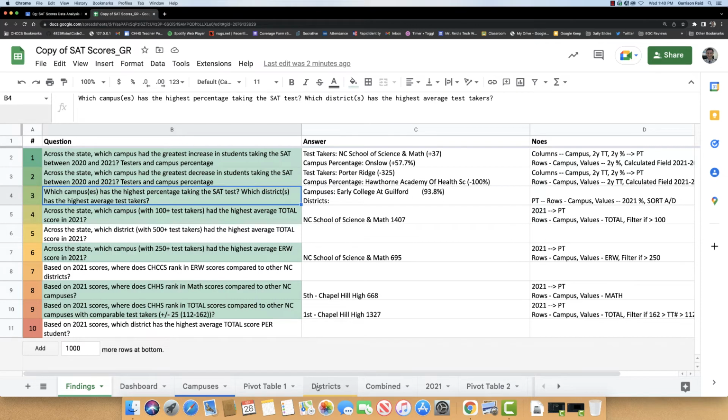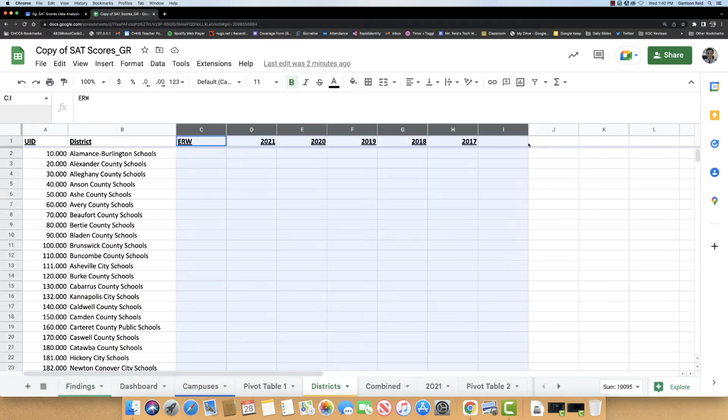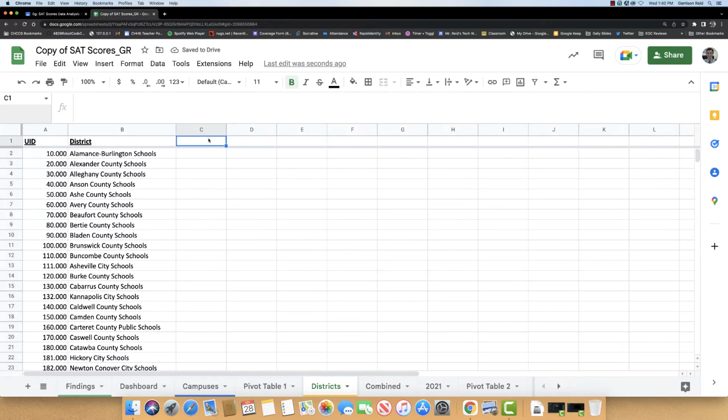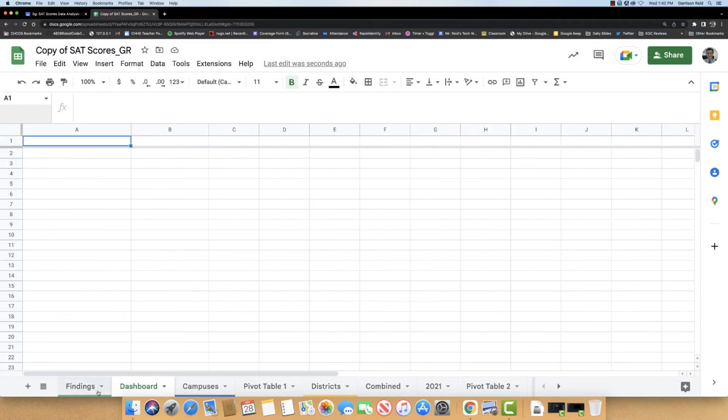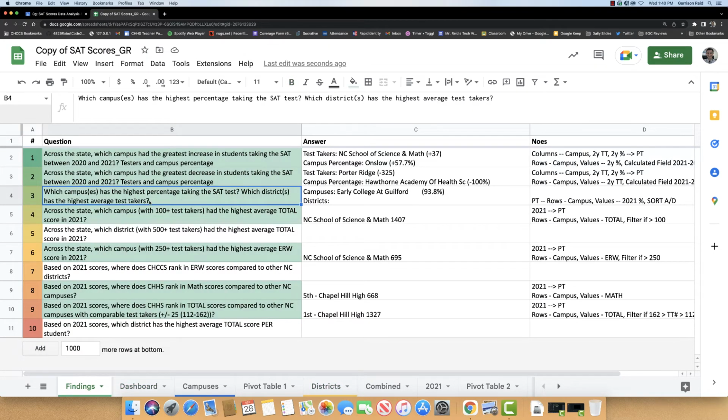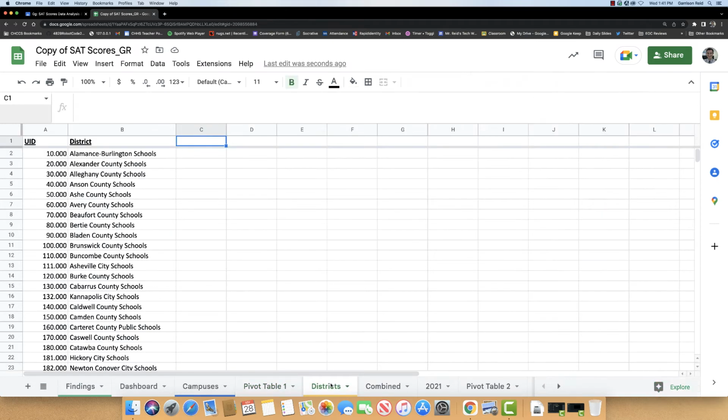What I would do, similar to what we did in our other one, is look at my value for my change of test takers. That's what the question was related to: which district had the highest average test takers. Say which had the highest count of test takers. So I'll just do 2020. I think I actually don't even need to do a pivot table for this, or rather don't need to do a VLOOKUP. I could easily do, let's do a VLOOKUP just for the heck of it.